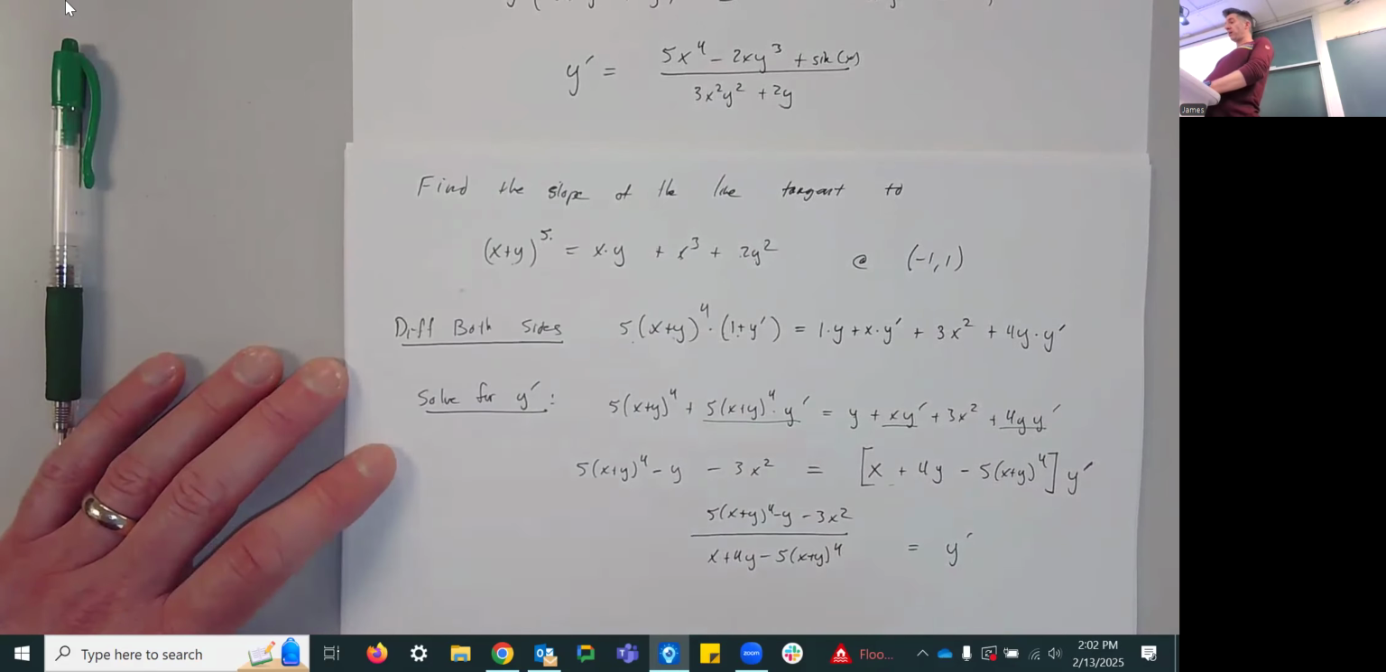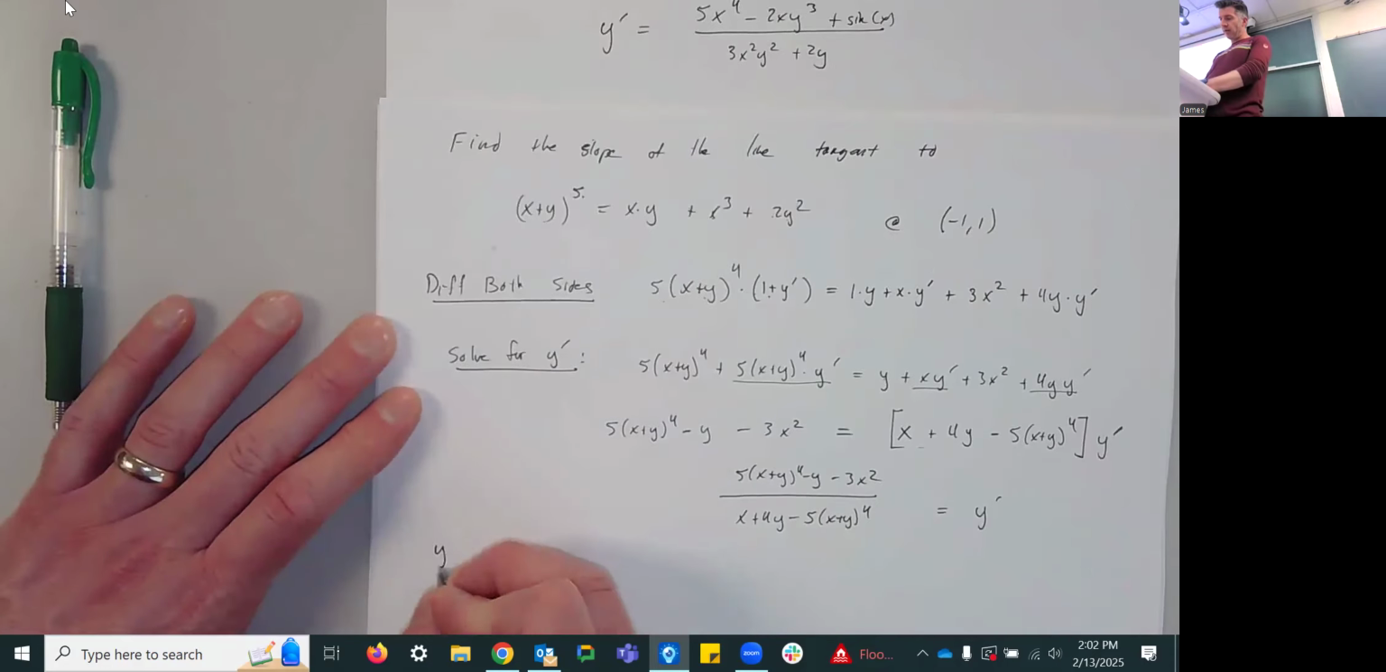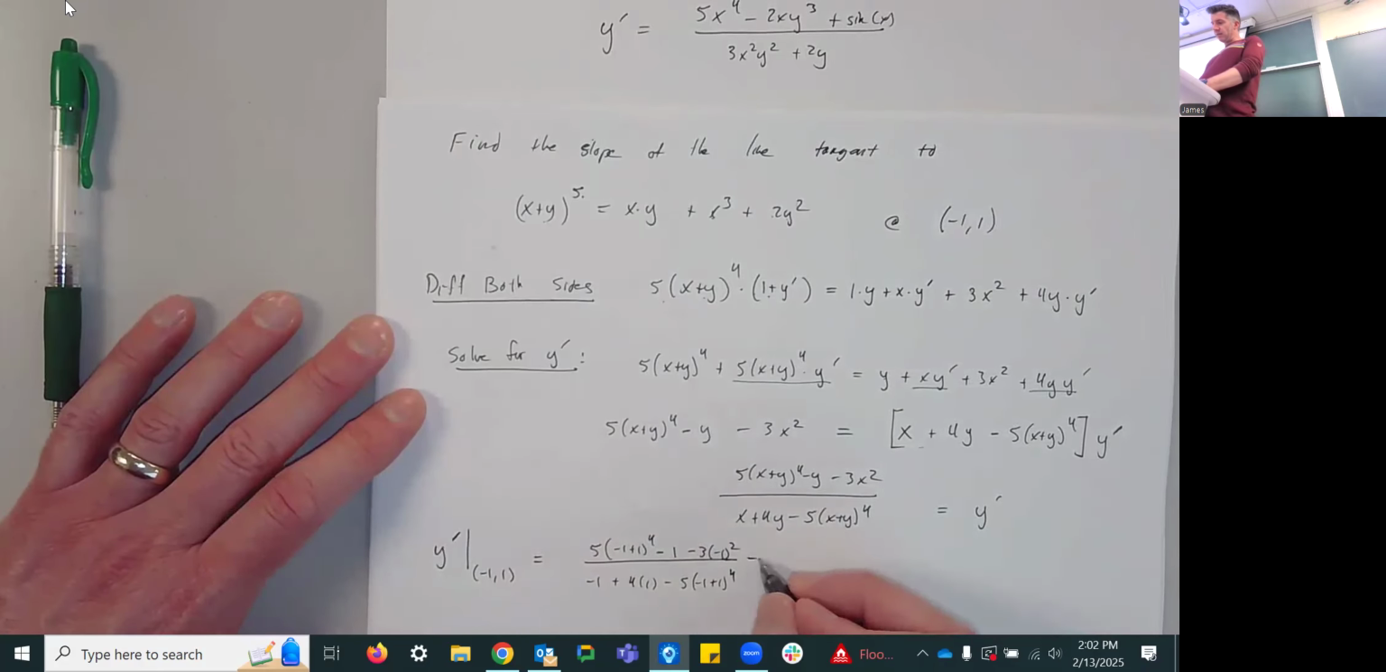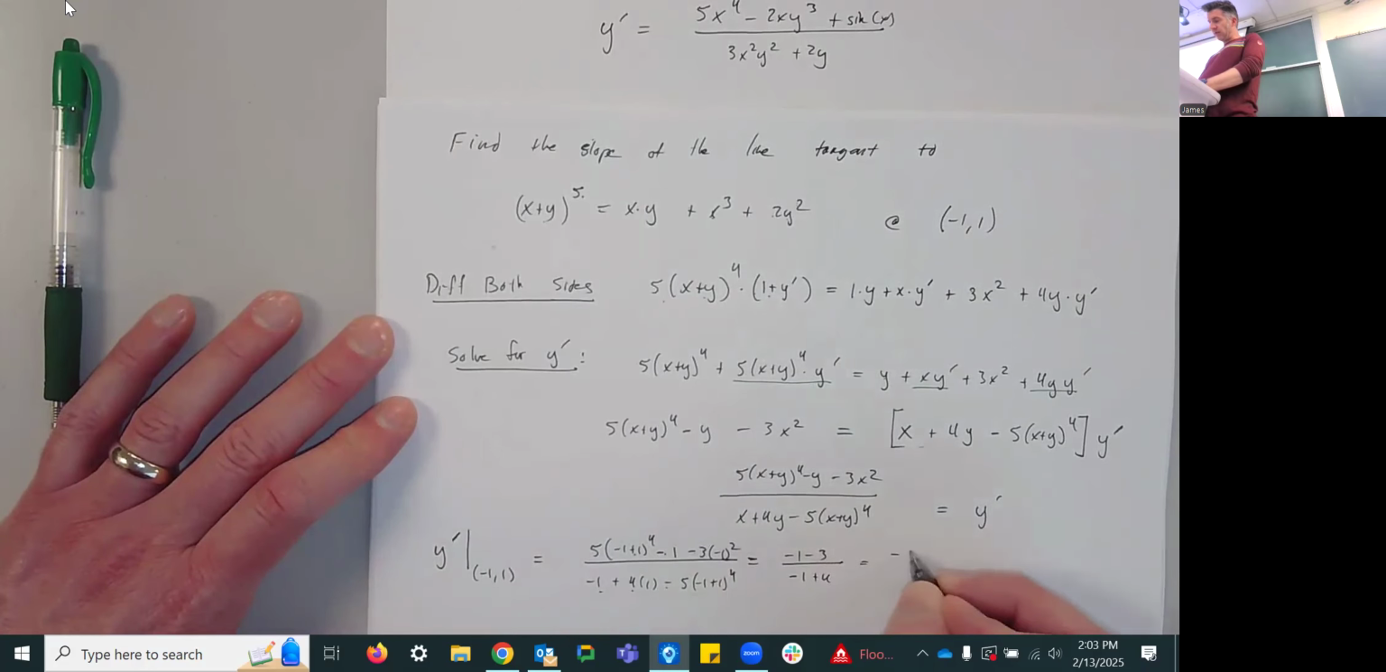Finally, we can plug in the point of tangency to find the slope of the tangent line. So y prime evaluated at -1, 1 is going to be 5 times -1 plus 1 to the fourth, minus 1, minus 3 times -1 squared, divided by -1 plus 4 times 1 minus 5 times -1 plus 1 to the fourth. That's going to be 0 minus 1 minus 3, divided by -1 plus 4 minus 0. That's going to be -4 divided by 3.